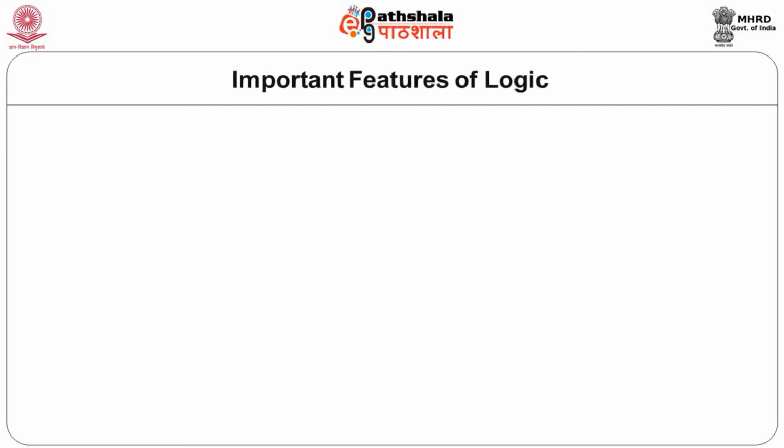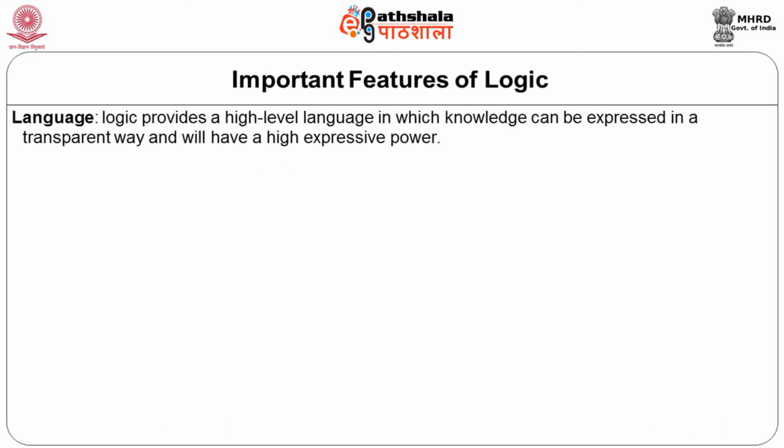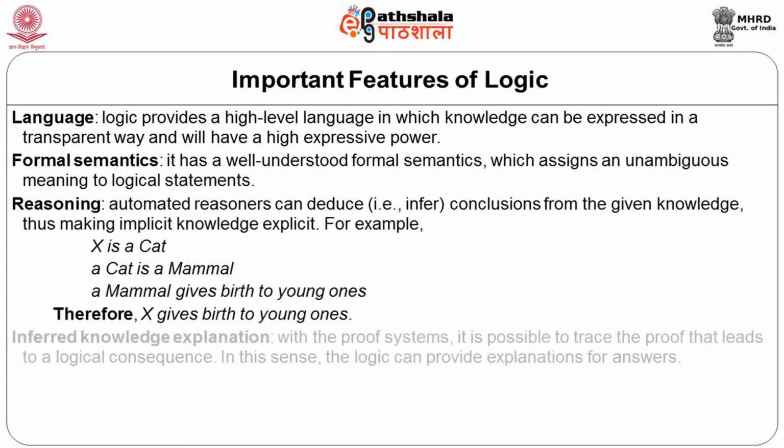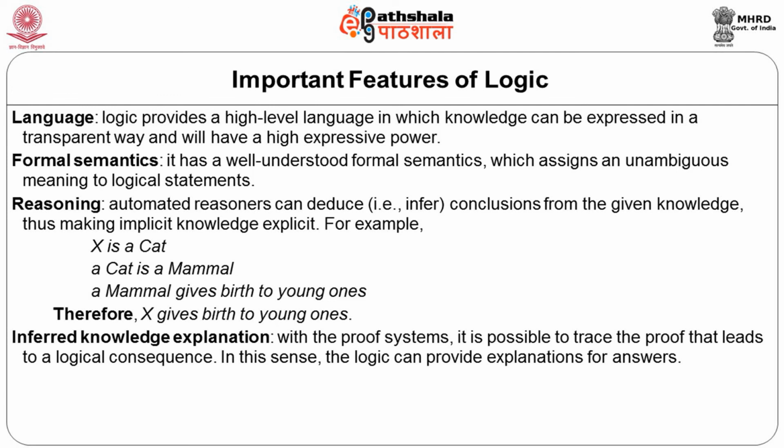Some of the important features of logic are language, formal semantics, reasoning, and inferred knowledge explanation. You can go through all of this, but I will just discuss reasoning. For example, automated reasoners can infer conclusions from the given knowledge, thus making implicit knowledge explicit. For example, you have in that knowledge base only stated that X is a cat, a cat is a mammal, and a mammal gives birth to young ones. You have only these 3 statements or 3 facts in your knowledge base.